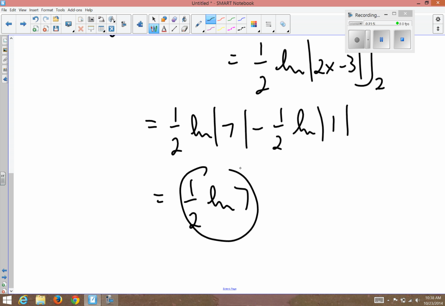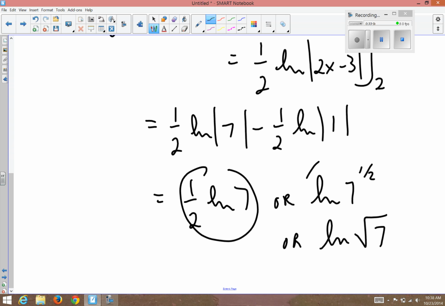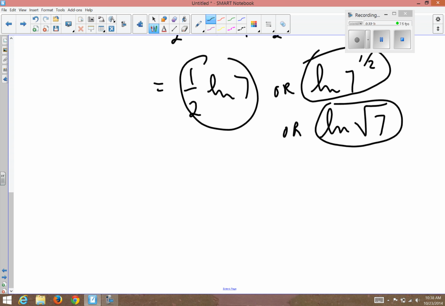This would be an answer. You could also write that as the natural log of 7 raised to the 1/2, the log property. Or the answer could be written as the natural log of the square root of 7. Correct answer. I look at the answer key and it tells me the answer is 0.973. That's the end of this video.